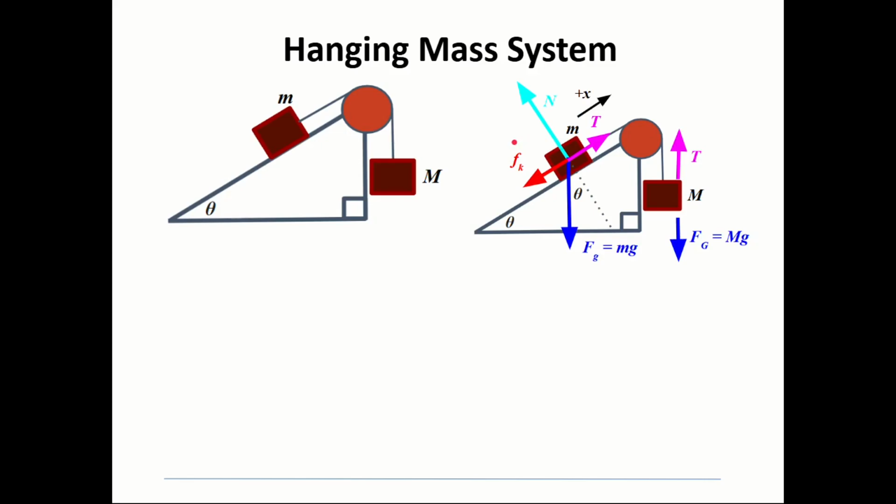And under the assumption that we're moving up the incline, I'm going to say that positive x represents that direction for this little m mass here, and then positive x for this capital M mass here. And just one other thing to mention, since we know the angle is theta right here, the angle is going to be theta between this dotted line right here and the gravitational force right here.